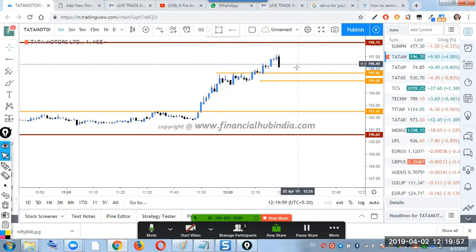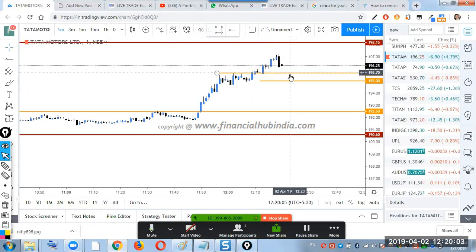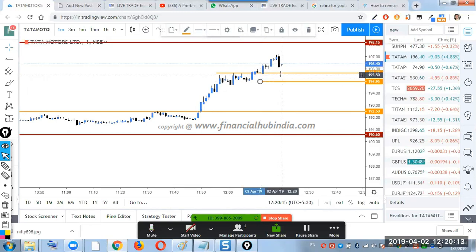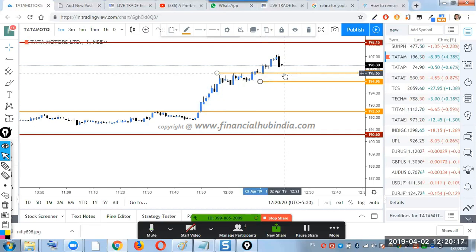So the correction is being seen here, and I can actually buy something over here, 195.70. If we want to accumulate, we want to go in, we can actually buy it here, 195.70. That's a good support here. So let me place some accumulation orders over here as well. Just give me a second. 195.65. What's the level? 195.70.